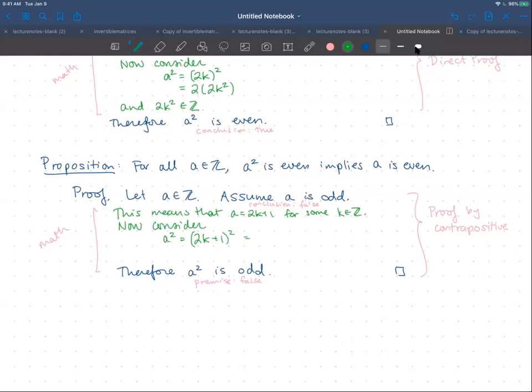I'm going to square this out. So I would get 4k squared plus 4k plus 1, which I can pull a 2 out of in my head. So I really want it to look like 2 times an integer plus 1. And it's going to look like 2k squared plus 2k. And you can check if that foils out that way. And 2k squared plus 2k is an integer, which means that a squared looks like 2 times an integer plus 1, and that's the definition of odd. Therefore, a squared is odd. And I'm done. That ends my proof by contrapositive.